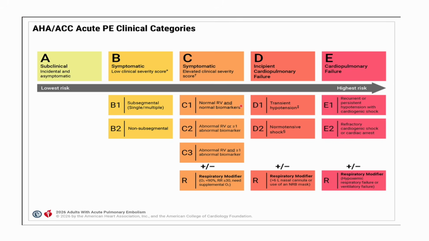What I want you to understand is that based on the clinical severity score, the PESI or the HESTIA, we are going to decide which patient of ours is in category A to E. And then, based on the investigations or the hemodynamic profile, we are going to give him a subcategory. So category A is the least severe, to category E, which is the most severe.